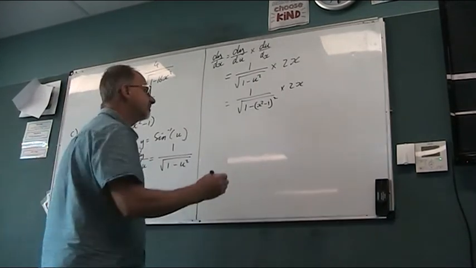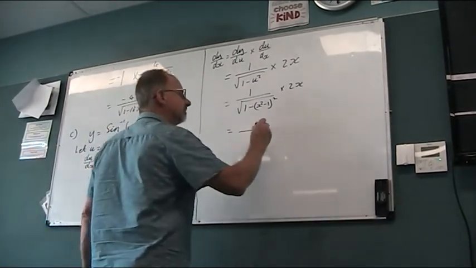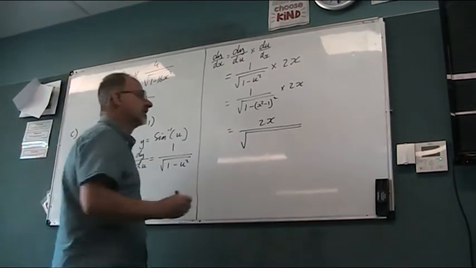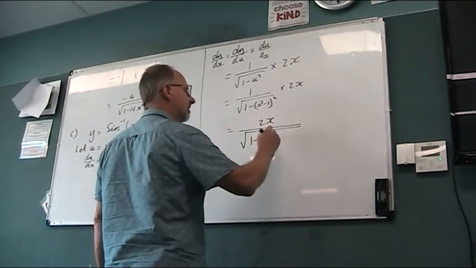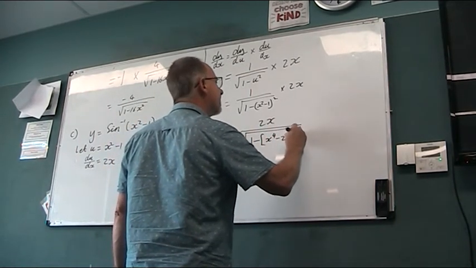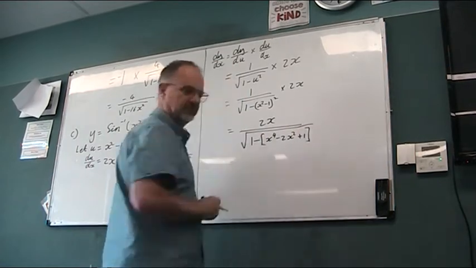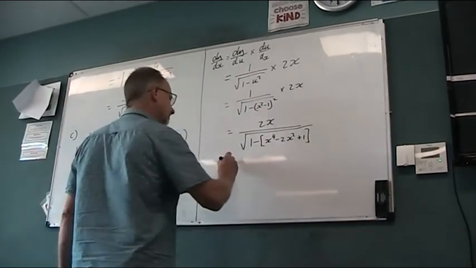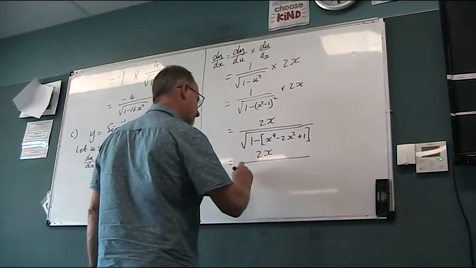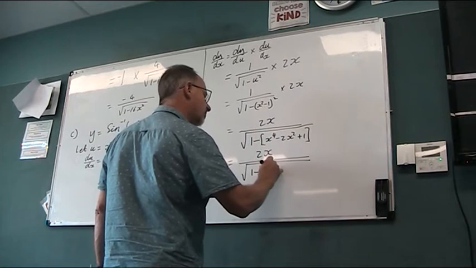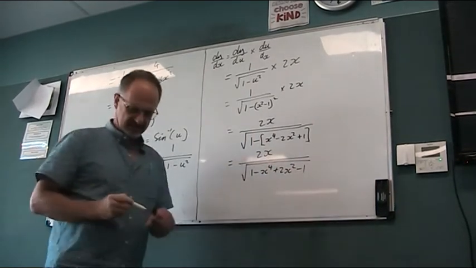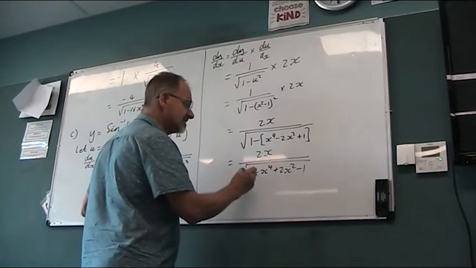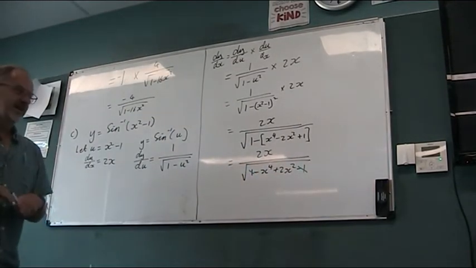All right. What can we do here? Any ideas? Expand, yep, so 1 minus, so when I expand that I will get x to the 4 minus 2 lots of x squared plus 1. Then 2x on top, on the bottom I've got 1 minus x to the 4 plus 2x squared minus 1. And the ones cancel out.